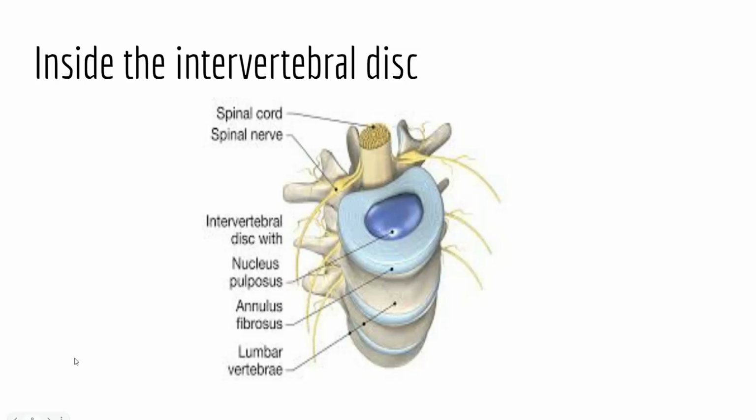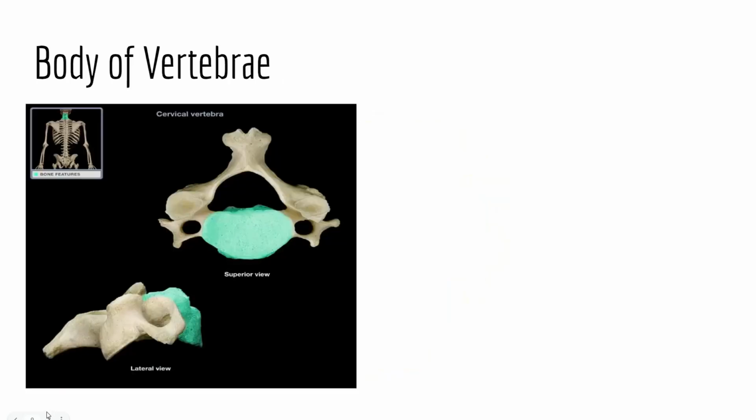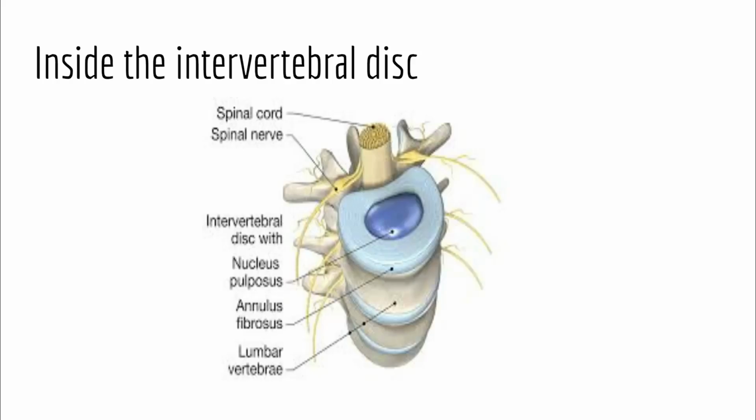Inside the intervertebral disc, the intervertebral disc contains 2 main parts, the nucleus pulposus and the annulus fibrosus. The nucleus pulposus is described as a gel-like center of the intervertebral disc that is composed of a mixture of water, collagen, and proteoglycans. The annulus fibrosus surrounds the nucleus pulposus in a series of ring fibrocartilage, which is what annulus means.